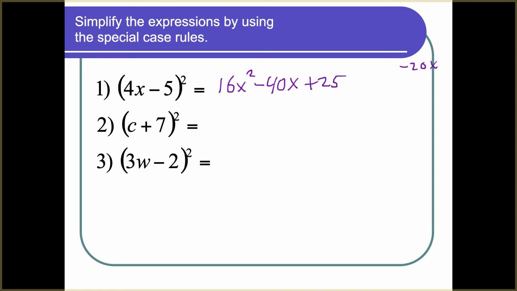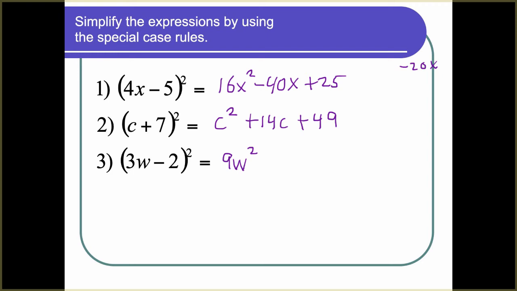We have c plus 7 squared. We square the first term, c times c. We multiply c times 7, we get 7c doubled. 7c times 2 is 14c. And then 7 times 7, or 7 squared, is 49. And last one, we have 3w minus 2 all squared. That's our binomial squared. We square the first term, 3w squared. 3w times 3w is 9w squared. Multiply the two terms together and double it.